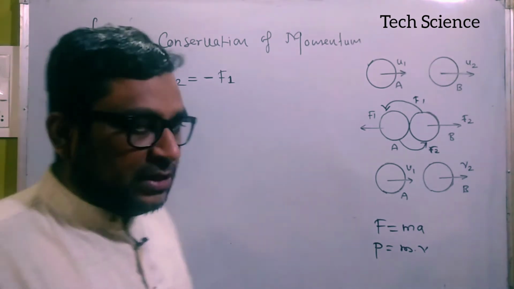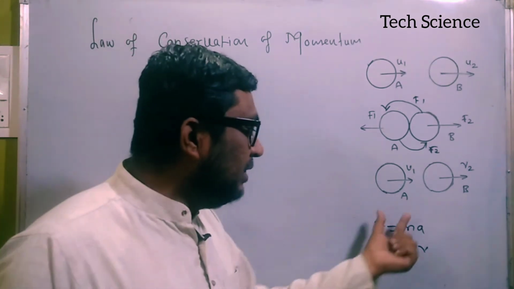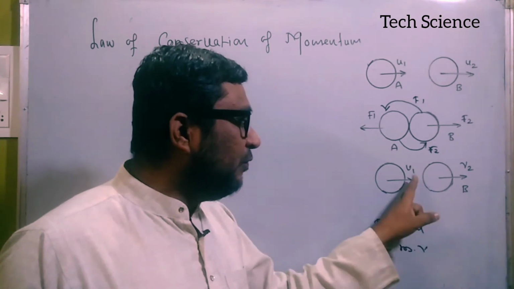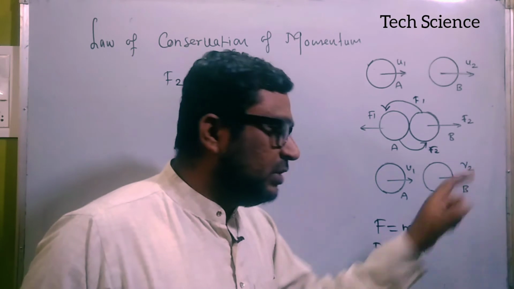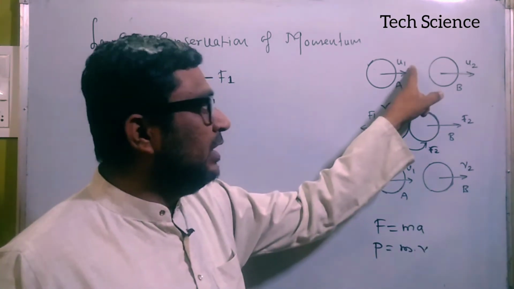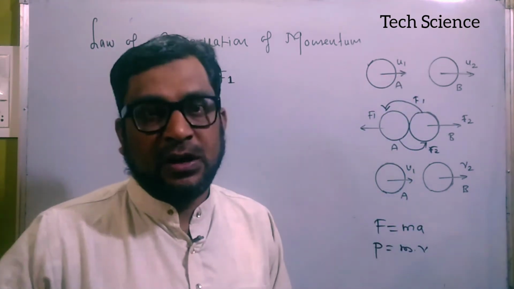And after collision, what happened here? Again they start to move. The sphere A has the final velocity, called v1, and the sphere B has the final velocity, called v2. So this is the initial velocity, and this is the final velocity.